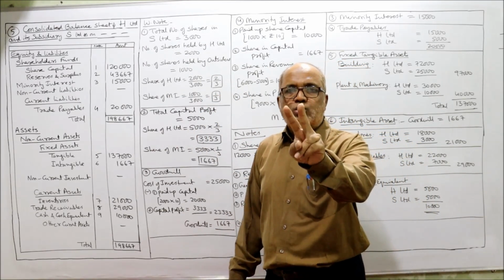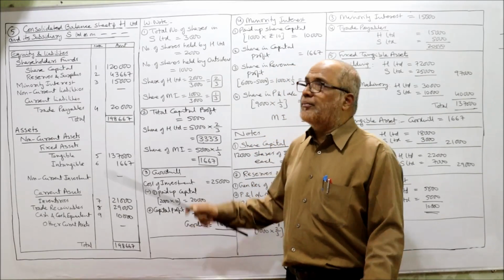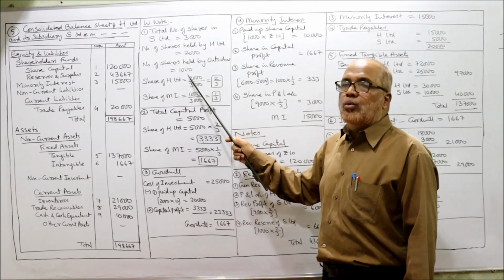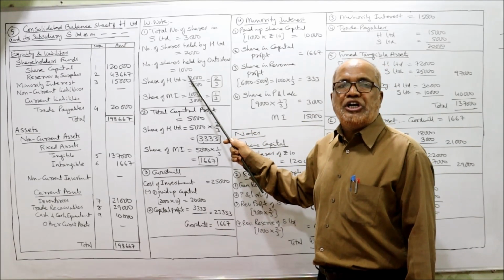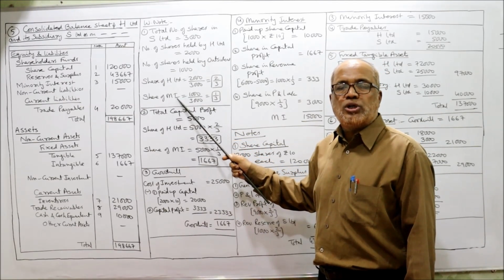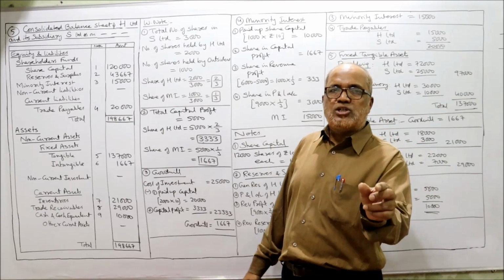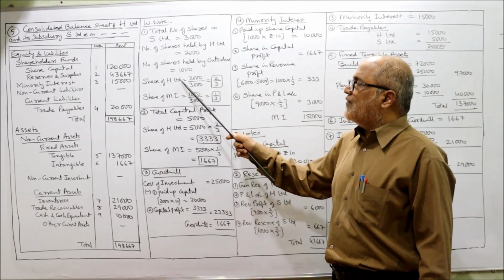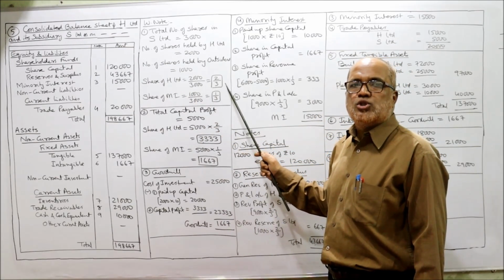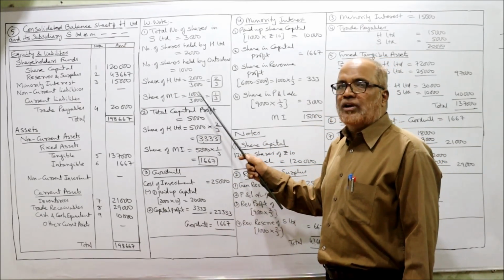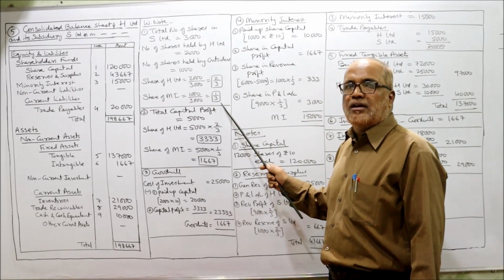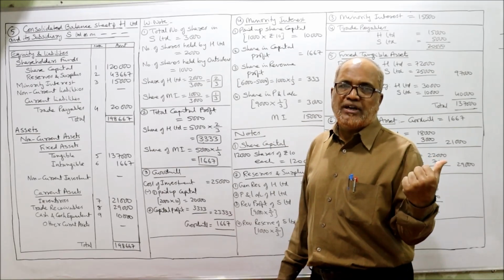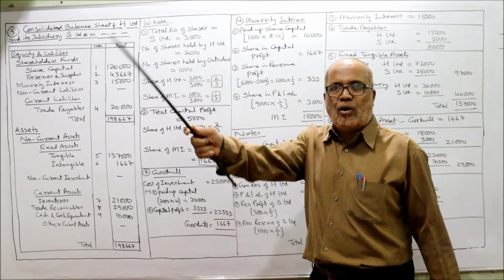Out of 3000, 2000 shares are held by H Limited. Number of shares held by H Limited 2000. Number of shares held by outsiders, minority interest 1000. Now proportion. What is the proportion of shares held by H Limited and what is the proportion of shares held by outsiders? The share of H Limited 2000 divided by 3000, 2 by 3, and share of minority interest 1000 by 3000, 1 by 3. Now remember, 2/3 of shares are held by H Limited, 1/3 of shares held by outsiders.